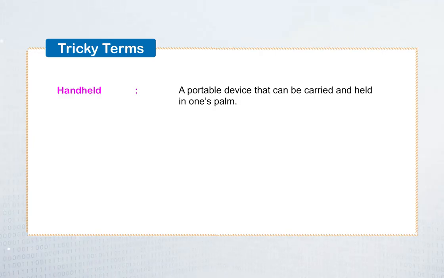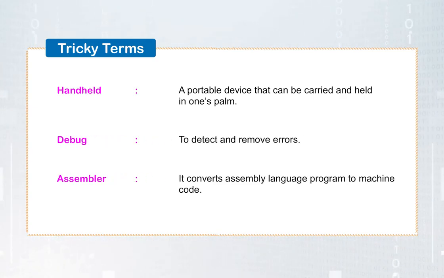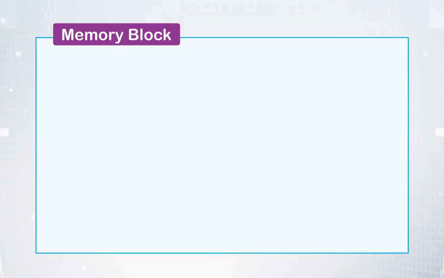Tricky terms. Handheld: a portable device that can be carried and held in one's palm. Debug: to detect and remove errors. Assembler: it converts an assembly language program to machine code.